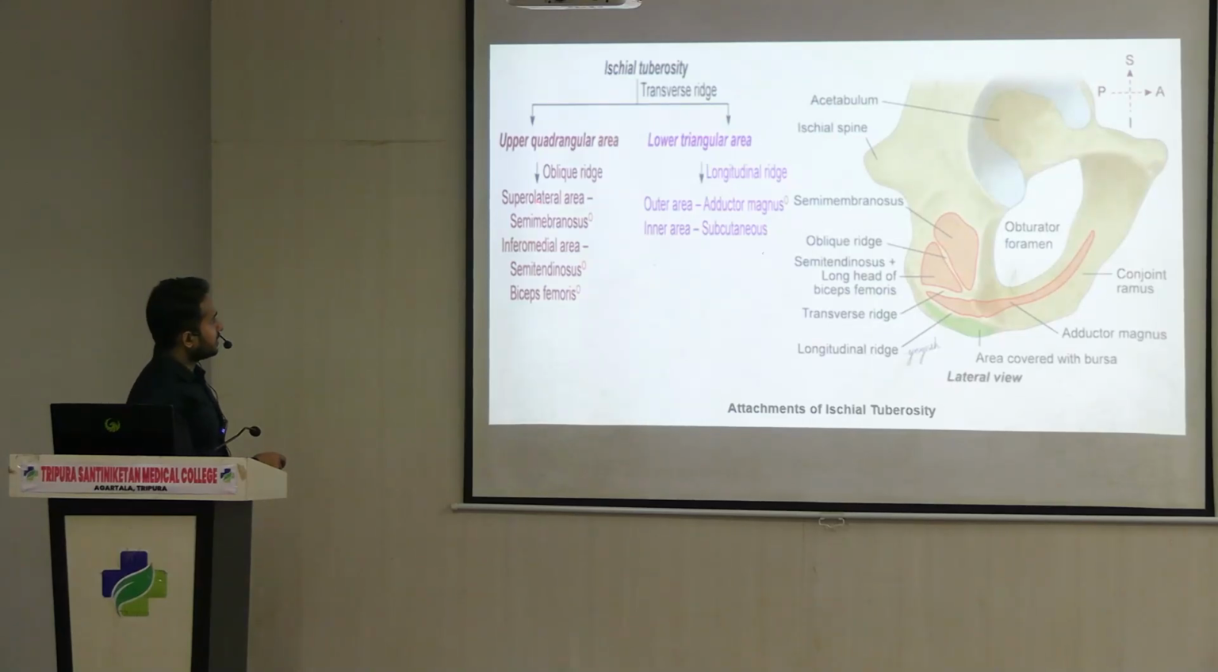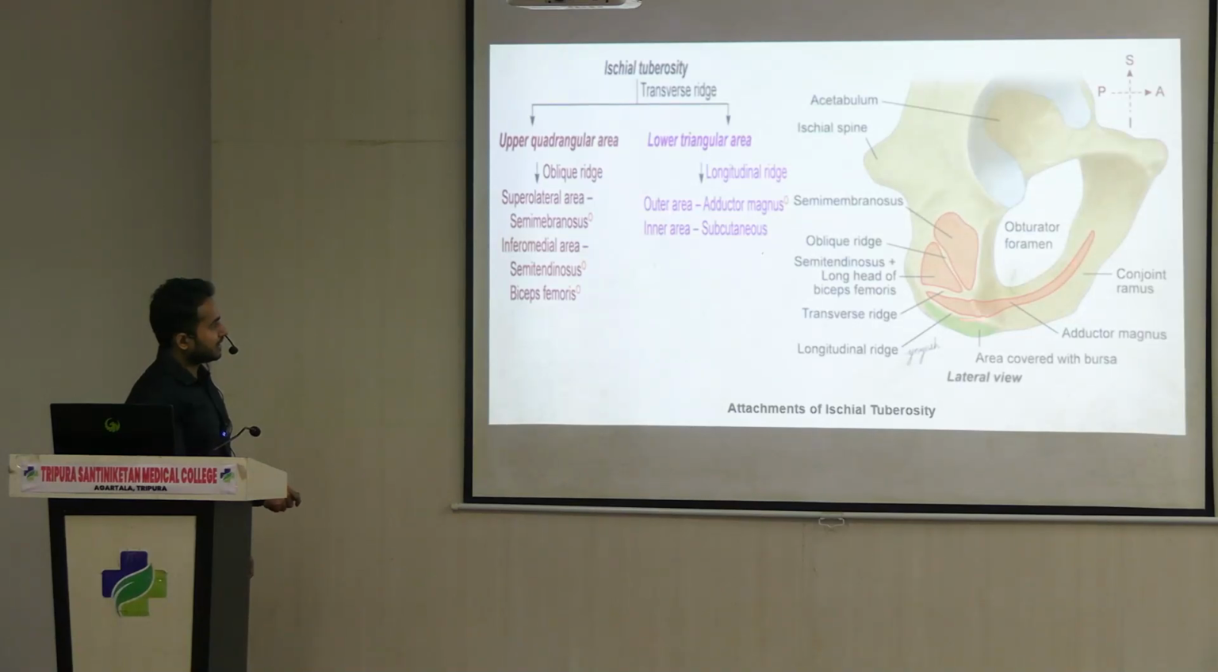Now from the superolateral area we get the semimembranosus origin, and from the inferomedial area, semitendinosus and the long head of the biceps. Okay, these two are arising. After that, if you go to the lower triangular area, so this is the transverse ridge, this is the lower triangular area. Here one outer area is there and an inner area is there.